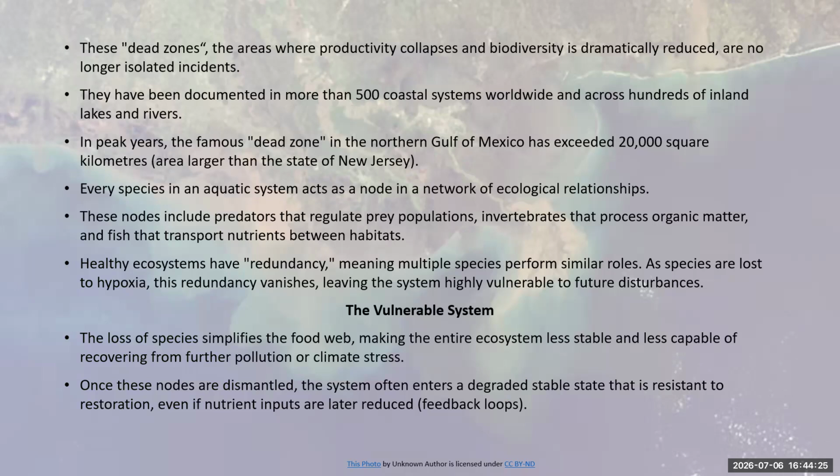Hypoxic or dead zones are now a global environmental problem. They have been recorded in hundreds of rivers, lakes, and coastal areas around the world, with some growing to enormous sizes. As oxygen levels decline, species begin to disappear, weakening the ecological network. Each species plays a role, whether controlling prey, recycling nutrients, or supporting other organisms. As these roles are lost, the ecosystem becomes less resilient. Food webs become simpler, and recovery from future disturbances becomes much more difficult, even after pollution is reduced.